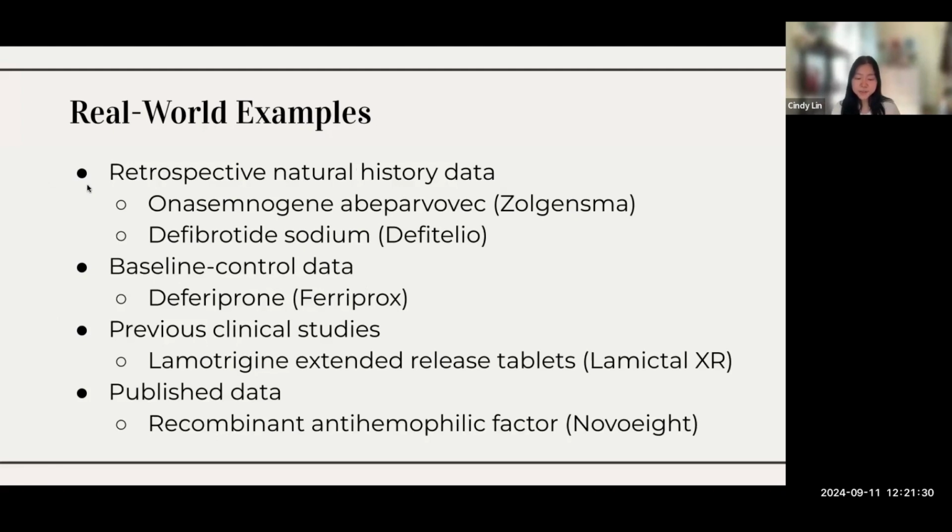And an example of baseline control data being used in regulatory decision-making is in the case of Deferiprone, aka Ferriprox. It is an oral therapy for transfusional iron overload due to thalassemia syndrome, which is, again, another rare disease. The only available therapy at the time of Ferriprox's new drug application review was deferoxamine. However, deferoxamine was not tolerated by all the patients. Therefore, there was an unmet medical need.